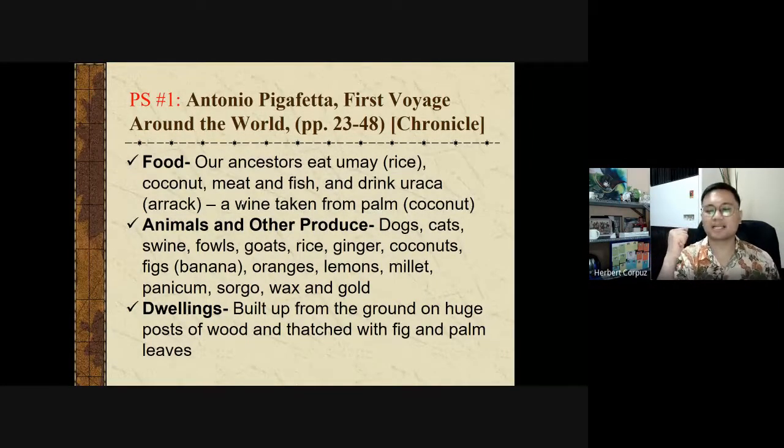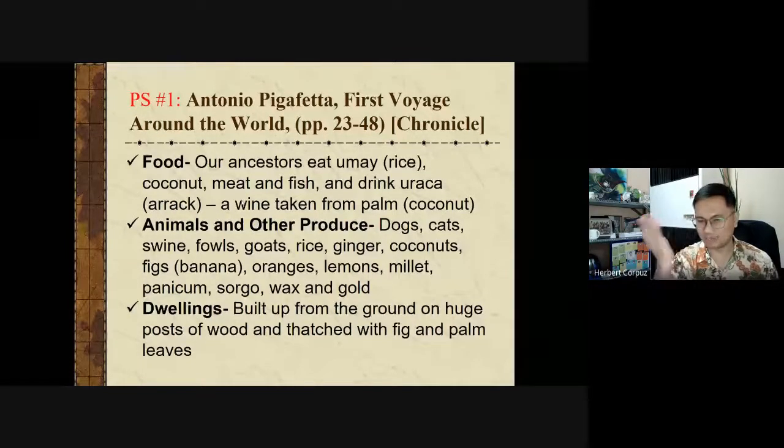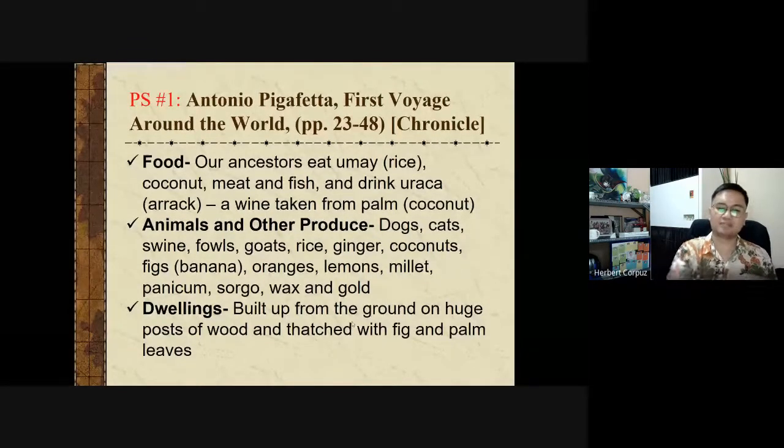Then animals and other produce, we have dogs, cats, swine, fowls, goats, rice, ginger, coconut, figs or banana, okay, oranges, lemons, okay, millet, panicum, sorgo, I think is parang sago ito, wax and gold. So these are the animals and other produce in the early Filipino community.